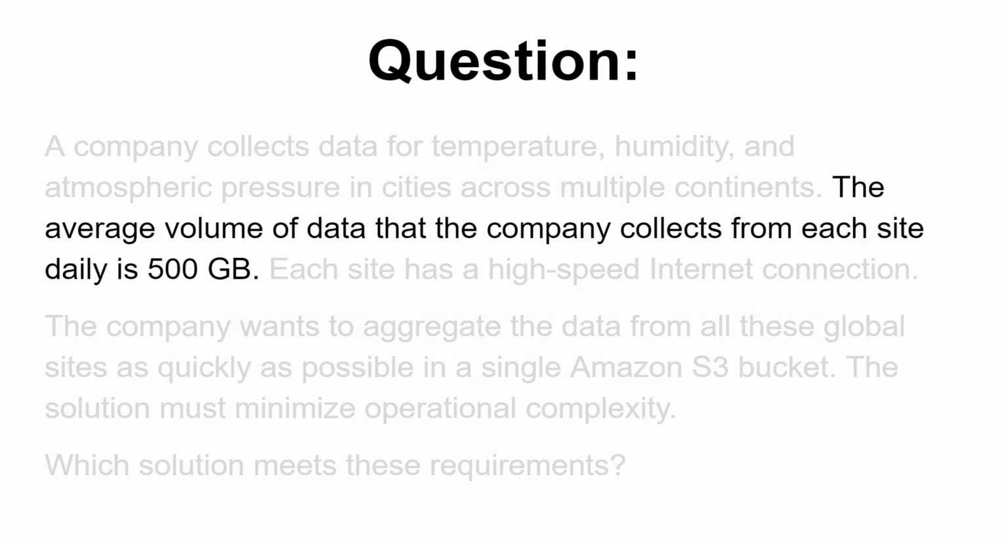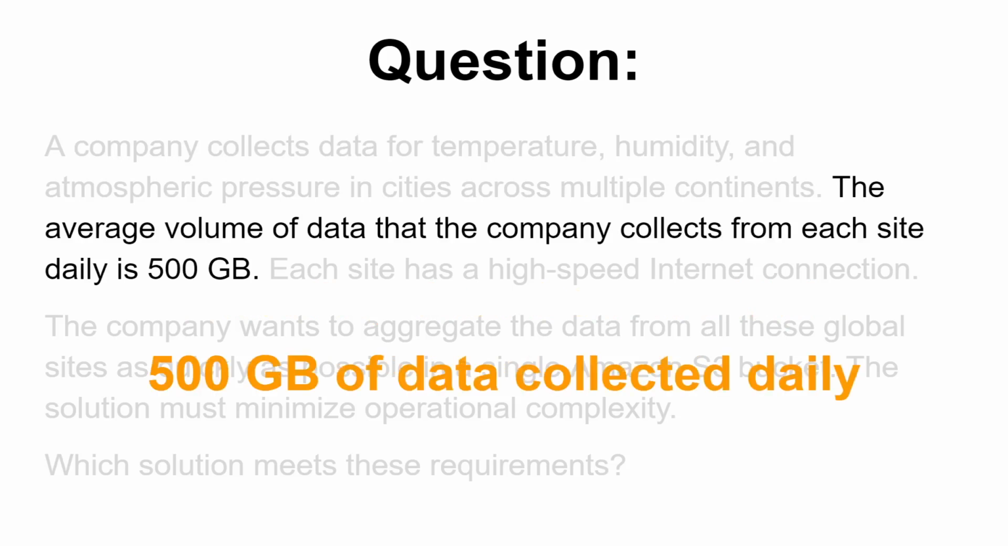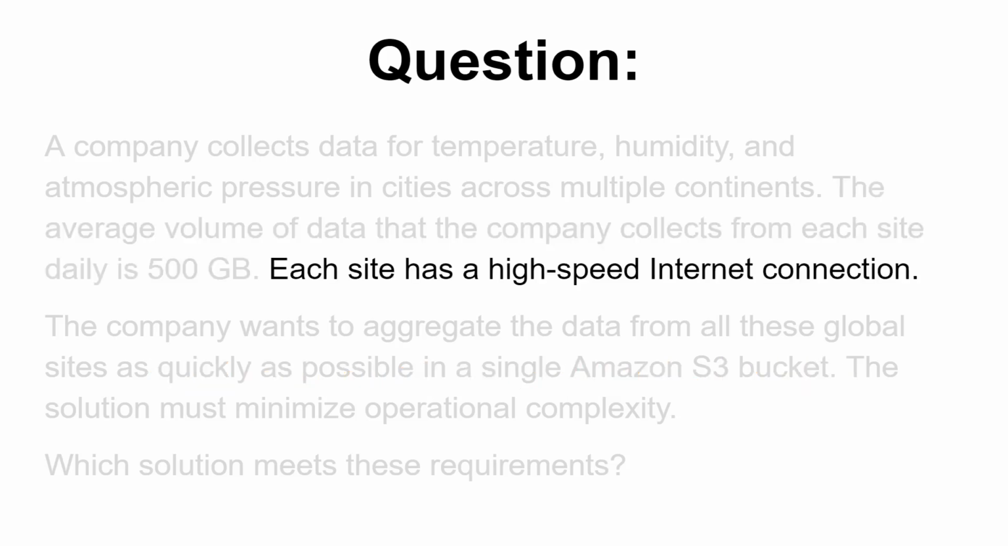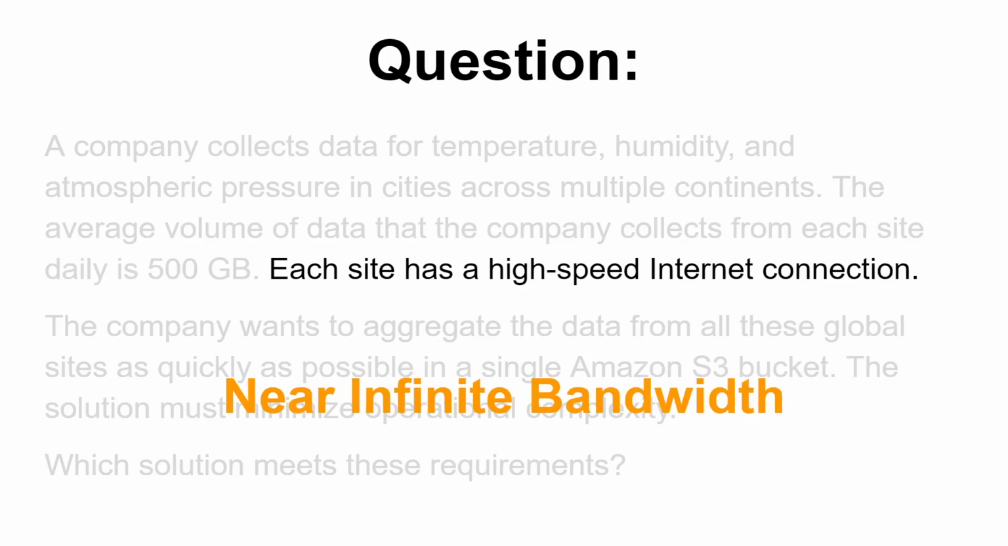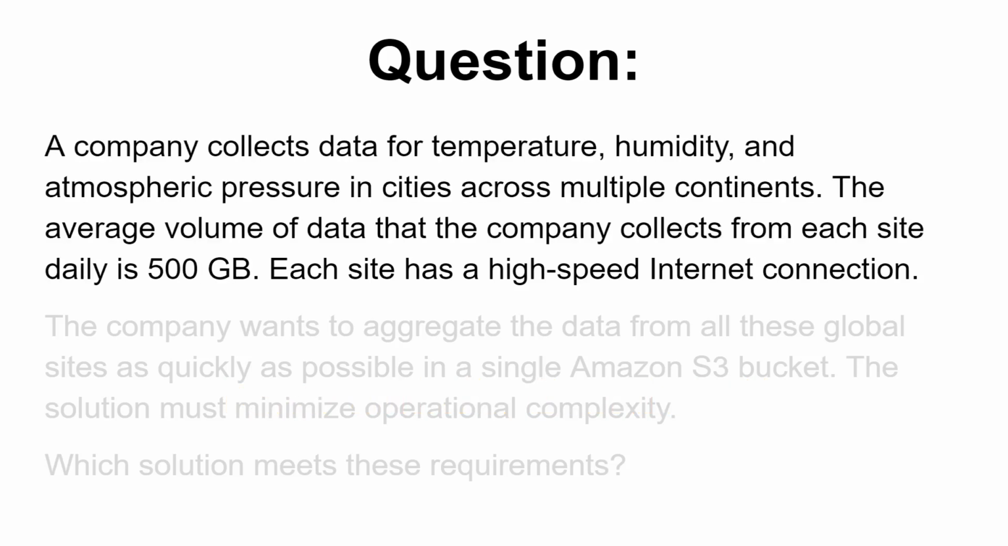By reading the second sentence, we can get a gauge for how much data is being collected, 500 gigabytes per day. From the third sentence, we can infer that we do not have to worry about bandwidth problems, since each site has a high-speed internet connection. So this first paragraph together tells us the backbone of the question, or in other words, what the question is going to be based on.